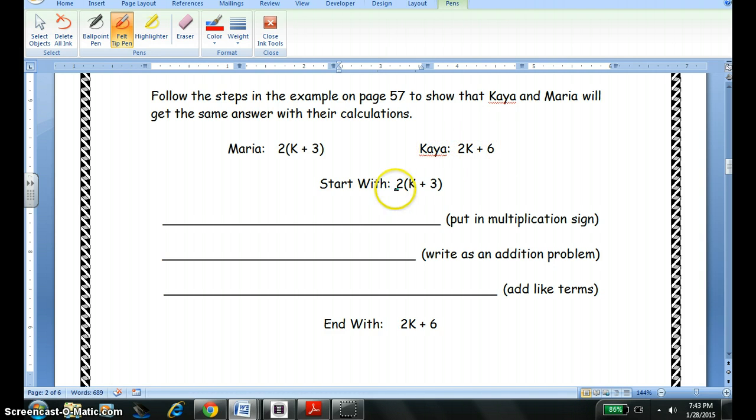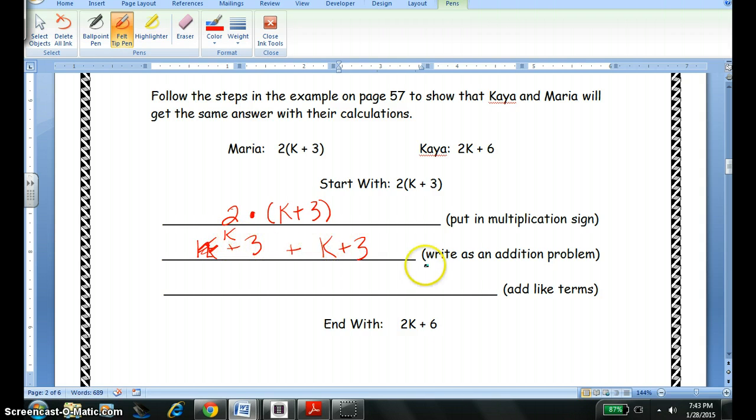I'm starting with 2 times k plus 3, and I'm going to just rewrite that as 2 times k plus 3. It just means I have 2 of these. So let's write that as an addition problem: k plus 3 plus k plus 3. It says I have to have 2 k plus 3's. Well, here they are. It's kind of a weird k. That made it worse. k plus 3. All right, don't judge me.